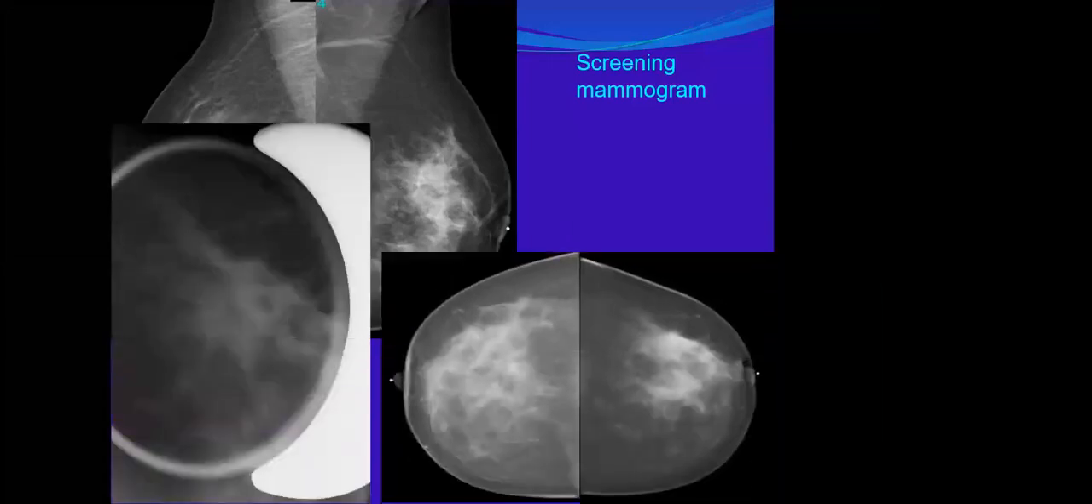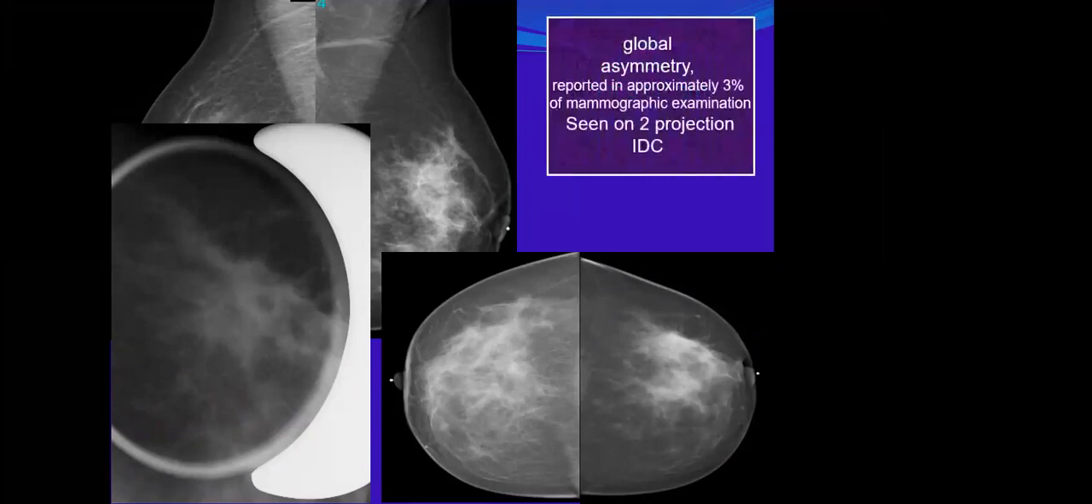Okay, so this is a spot magnification now. After the spot, there is more suspicious finding. There is an irregular mass-like lesion. So it is at least BI-RADS 4C, and that was invasive ductal carcinoma.